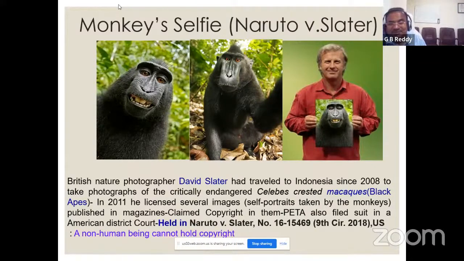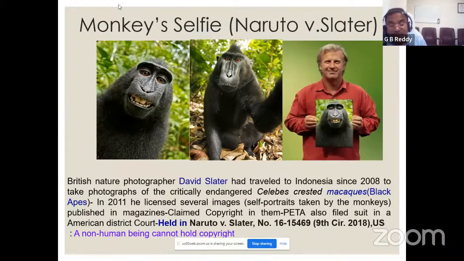A British natural life photographer by name David Slater was conducting research, making a study of the black chimpanzees in Indonesia. They are called crested macaques. And in fact, he found that one day when he was away from his camera, one or two monkeys took a selfie. Chimpanzees are very clever. They observed how he was taking pictures or selfies. They also took the selfies.